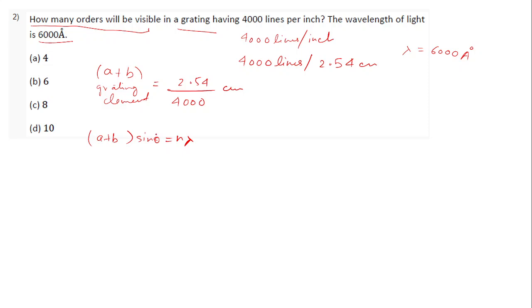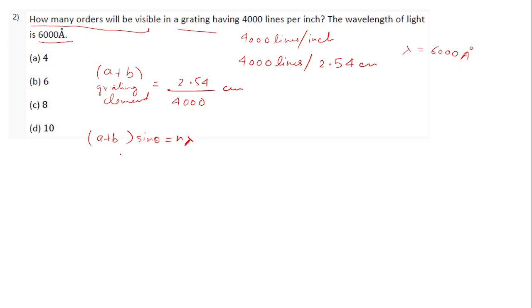Now, depending on theta, there will be different directions in which the light will be diffracting, and we will be getting different orders of diffraction. Now, how many orders are possible here if the grating element is this and the wavelength is this? What is the maximum number of orders? How many orders will be visible?